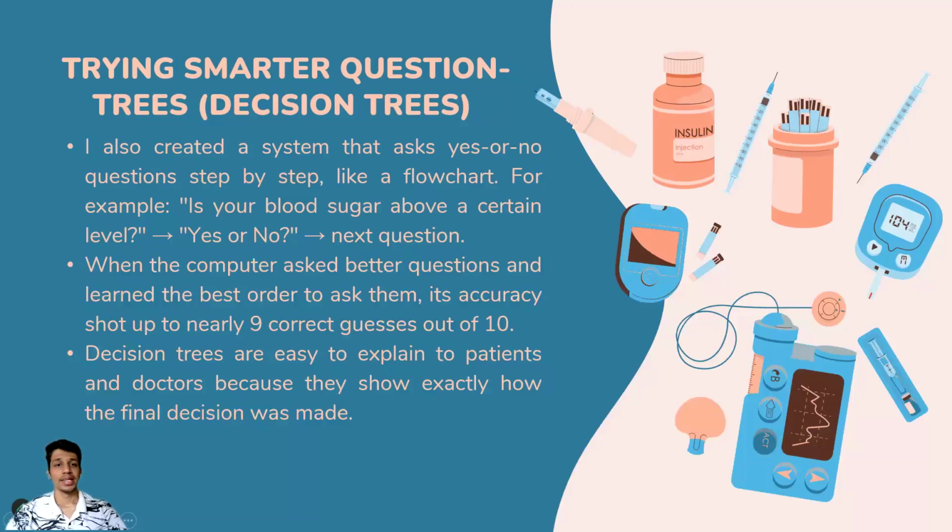Decision trees. Next, I tried building decision trees, a system that asks a series of yes or no questions to predict outcomes. For example, is your blood sugar above a safe level? If yes, go down one branch. If no, go down another. Initially, the trees were imperfect, but after carefully tuning how the questions were asked and structured, accuracy rose to nearly 89%. Decision trees are valuable because they provide transparent reasoning for both patients and doctors to understand exactly how a prediction was made.